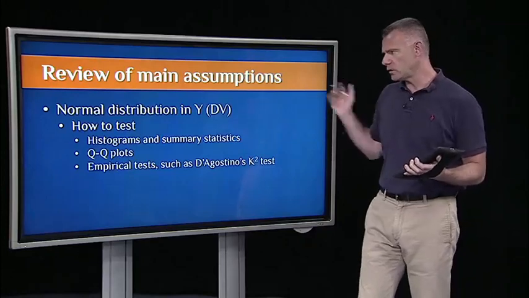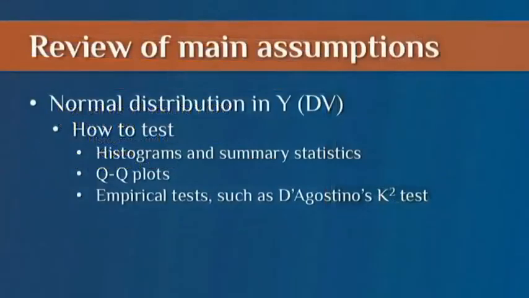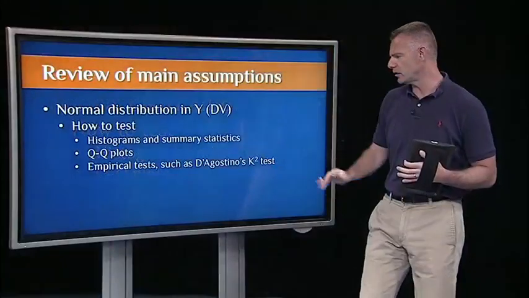So we assume that there's a normal distribution in the outcome variable Y. Well, how do we test that? There are three main ways we could test that. The first way is just by eyeballing histograms and by looking at the summary statistics. The second way is by looking at what's called a QQ plot, which I'll show you an example of in a minute. And the third way is to conduct an empirical test, and these are rather rare, and I'm not going to cover them here in this lecture, but I just want to mention them.